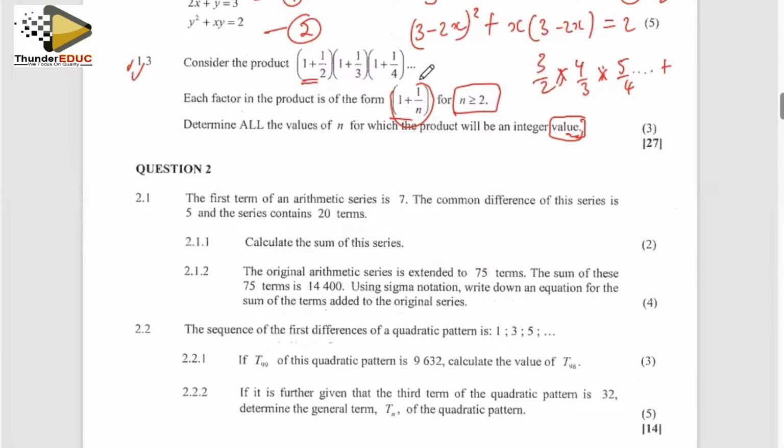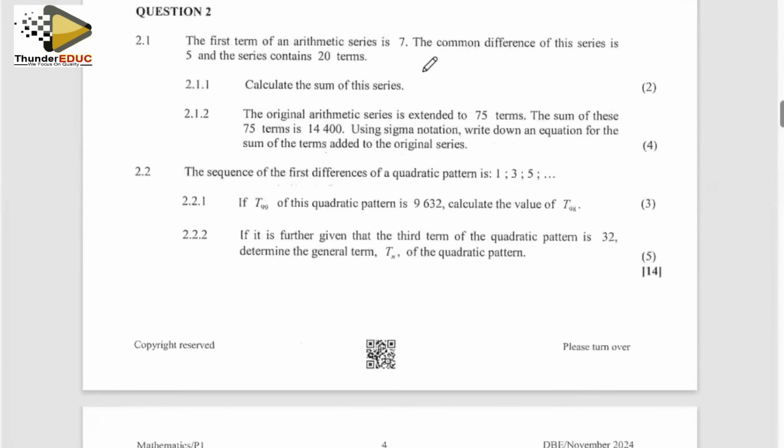It's a question with statements and explanations. All right, question number 2. The first term of an arithmetic series is 7. Okay, so our a is 7. The common difference d is 5. And then the number of terms we're talking about will be 20. Calculate the sum of the series.